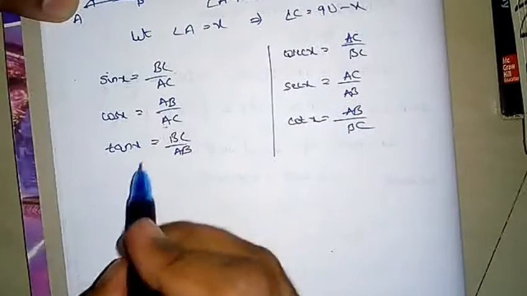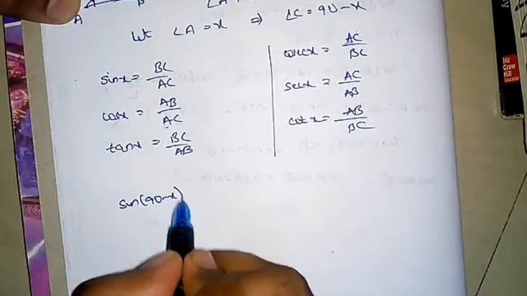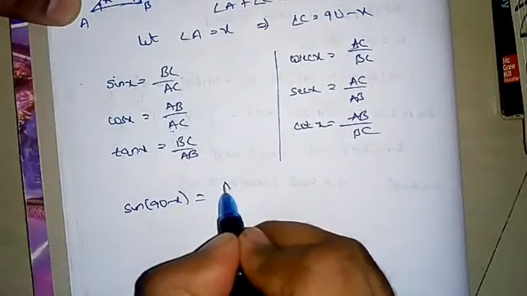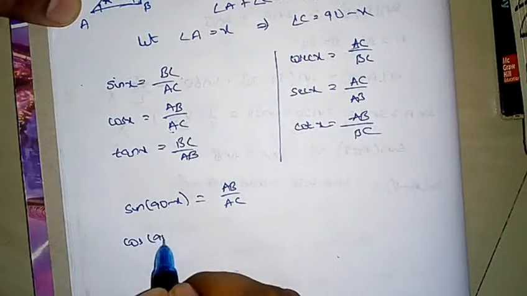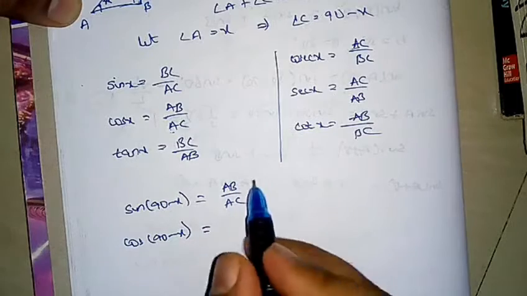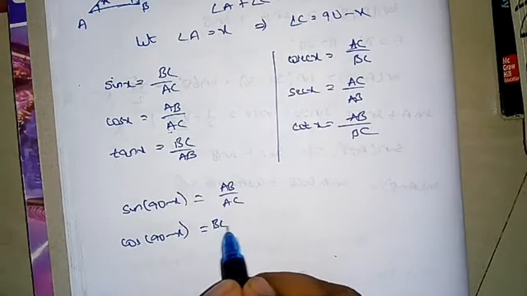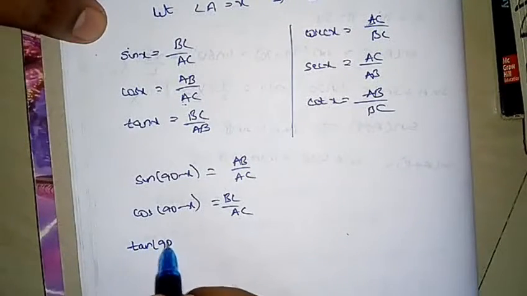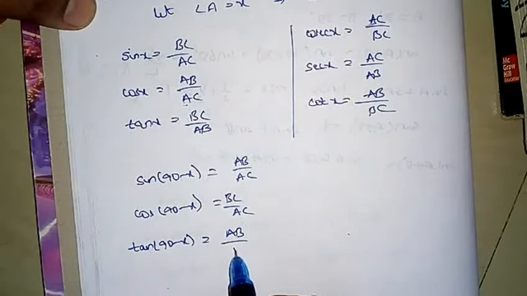And for angle 90 minus x, sin 90 minus x will be equal to opposite side AB by hypotenuse AC. Cos 90 minus x is equal to adjacent side BC by hypotenuse AC. Tan 90 minus x will be equal to opposite side AB by adjacent side BC.